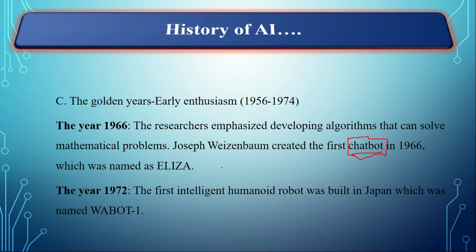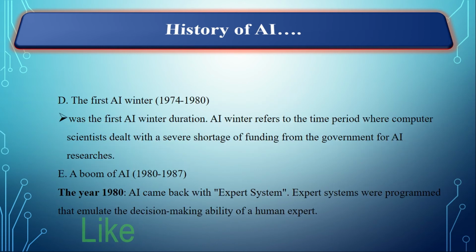In 1972 the first intelligent humanoid robot was built in Japan, named WABOT-1. Good. Next one, the first AI winter.